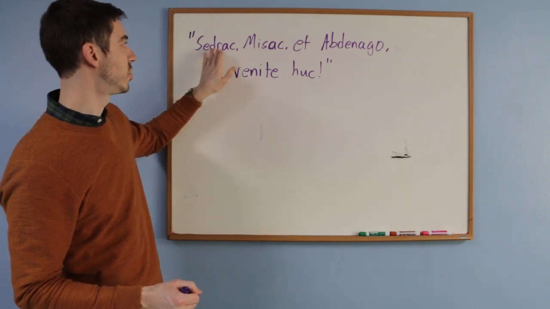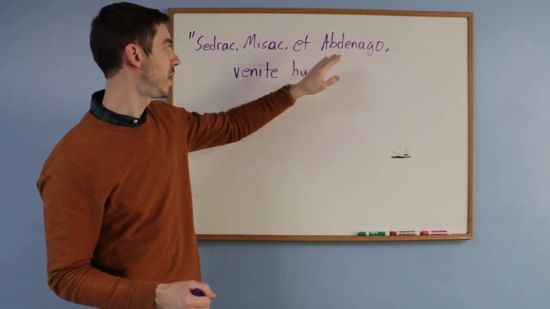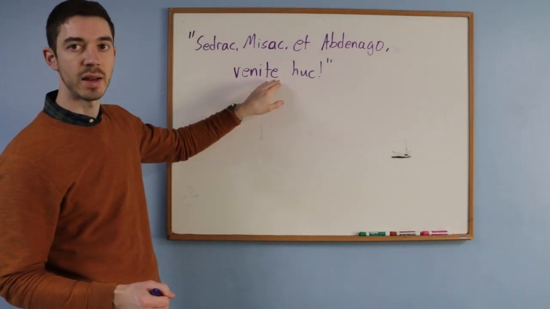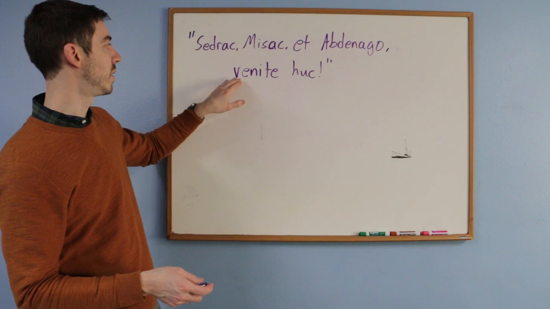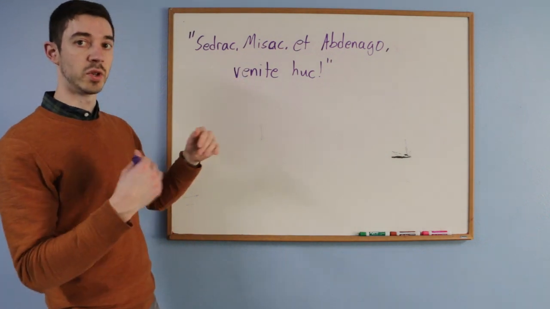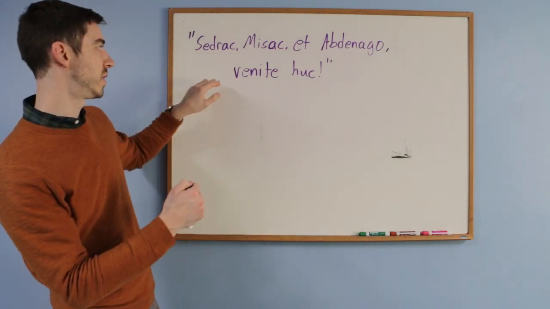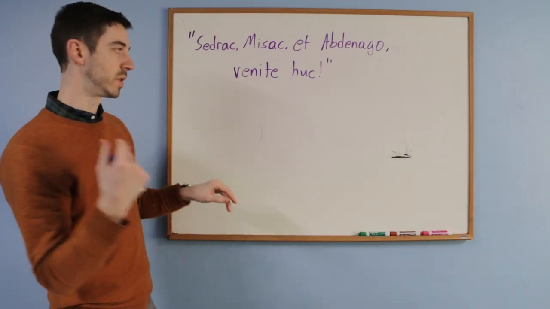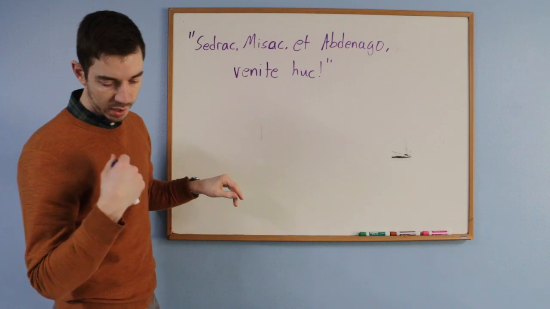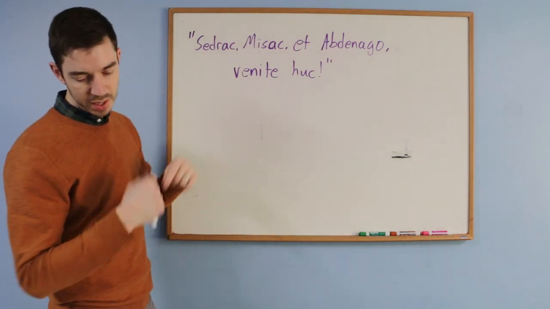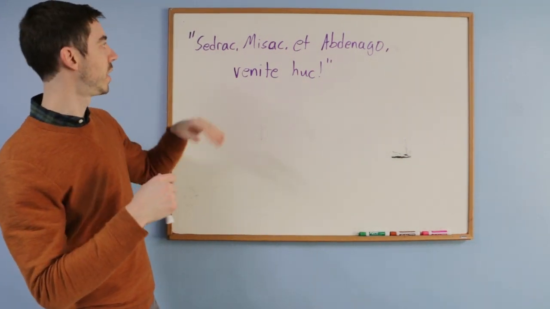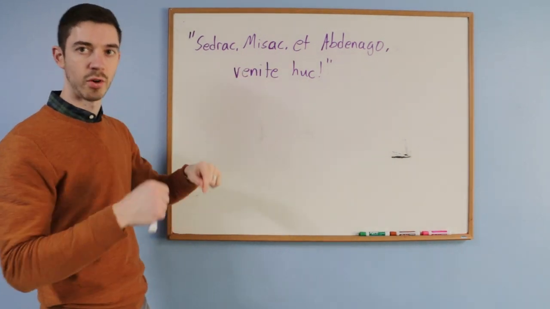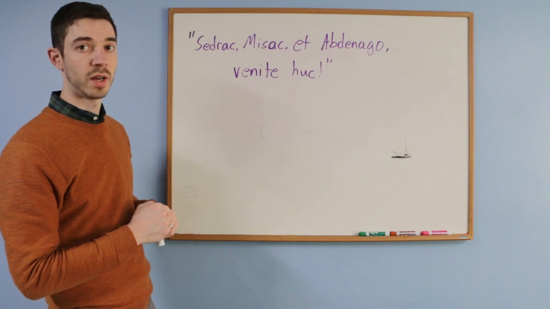And so he's saying Shadrach, Meshach, and Abednego. Here we have an imperative. Remember from last week, this -te ending? That's a plural imperative. And this is from venit, which means he comes. So if he's saying venite, that means you all come. So there's a plural imperative. You all come huc, which means here, or to this place. So Shadrach, Meshach, and Abednego, you all come here. And we'll find out if they do.